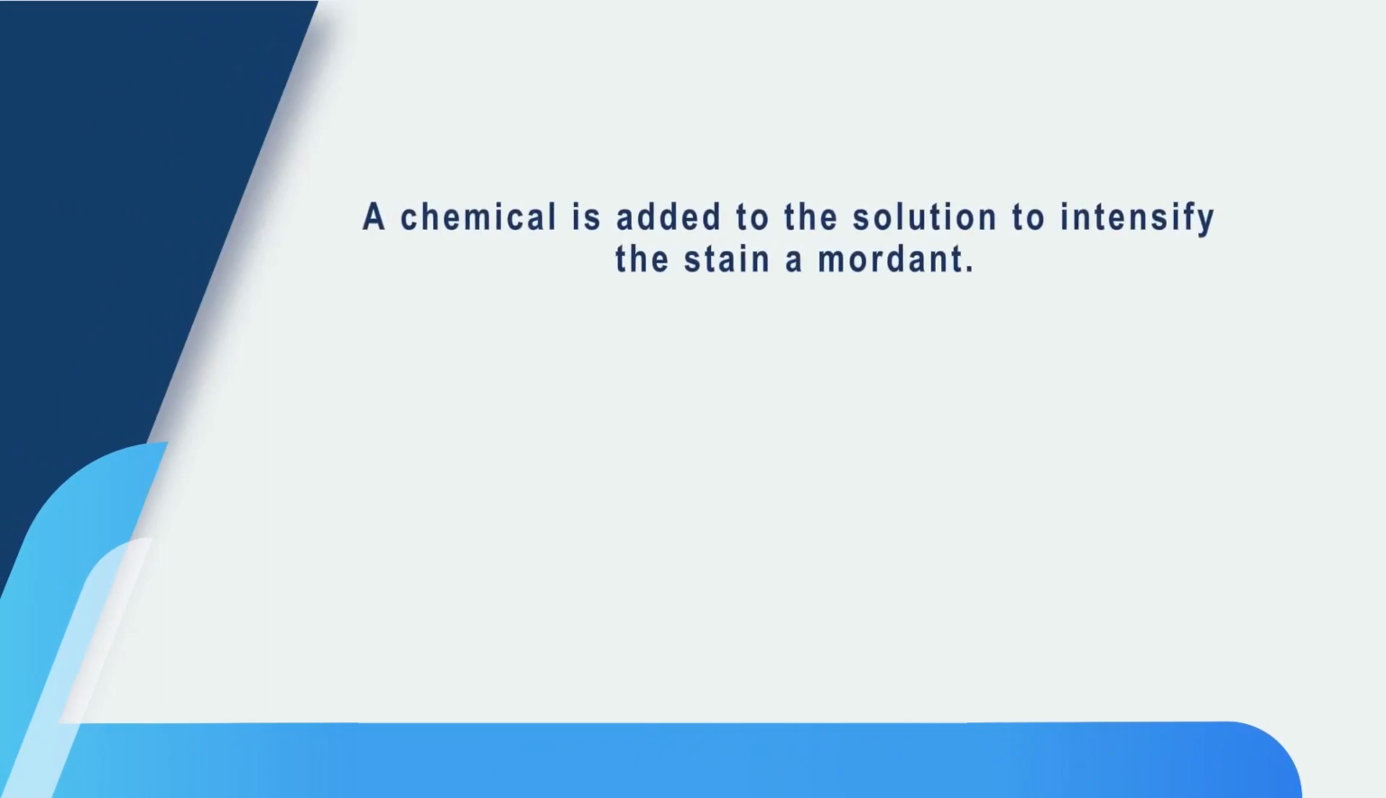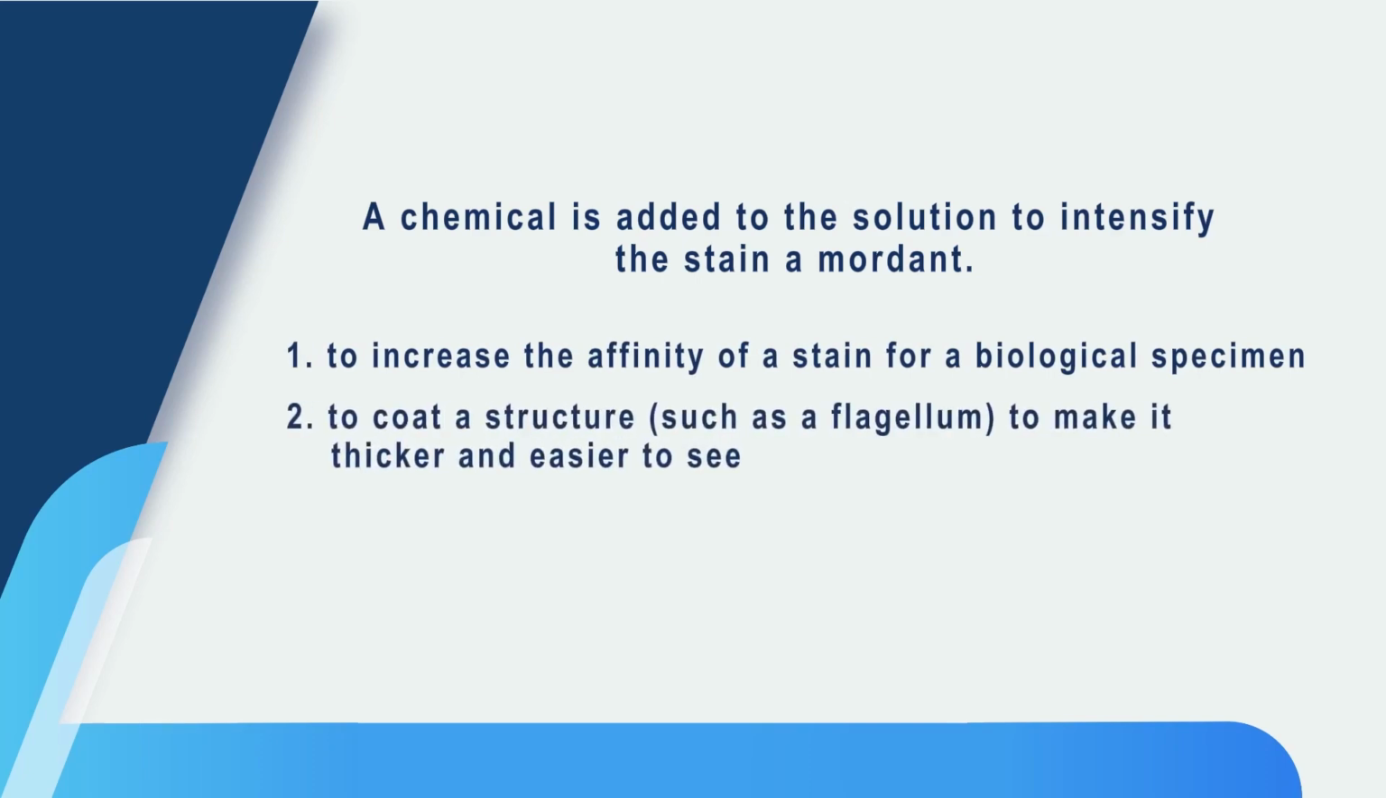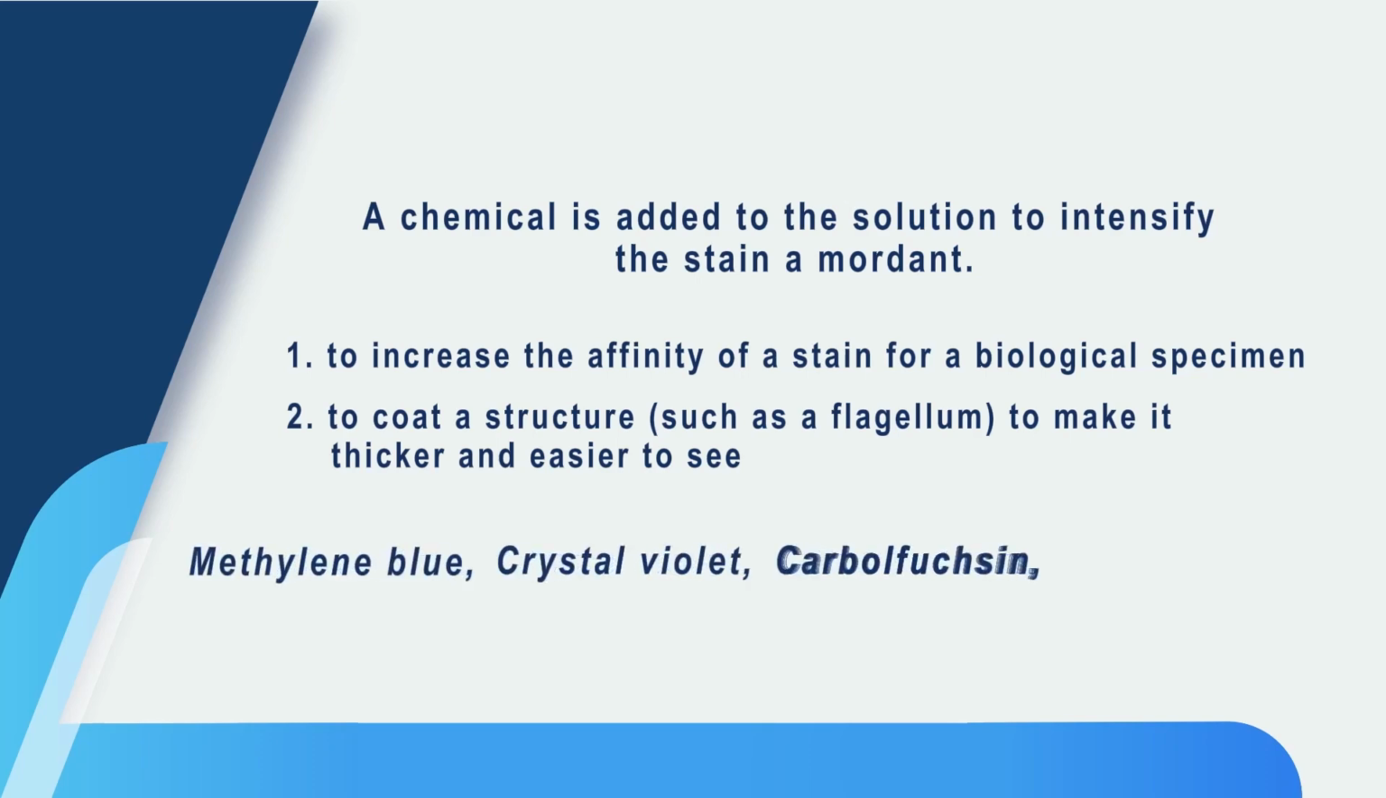Occasionally, a chemical is added to the solution to intensify the stain. Such an additive is called a mordant. One function of a mordant is to increase the affinity of a stain for a biological specimen. Another is to coat a structure, such as a flagellum, to make it thicker and easier to see after it is stained with a dye. Some stains commonly used for simple staining in the laboratory are methylene blue, carbol fuchsin, crystal violet, and safranin.